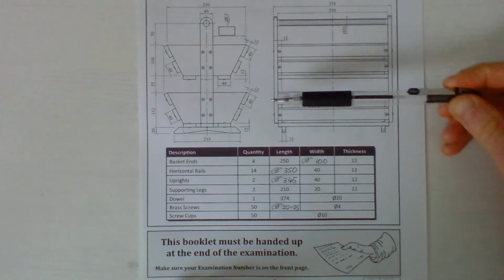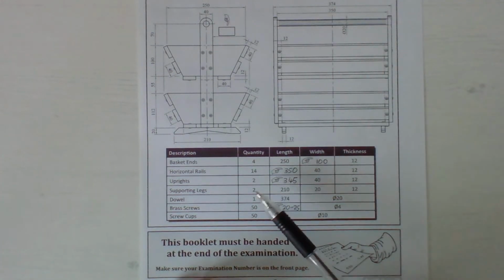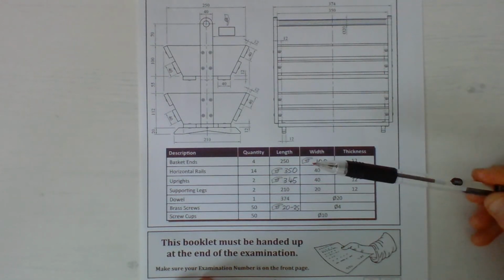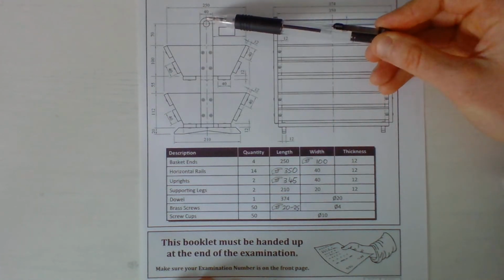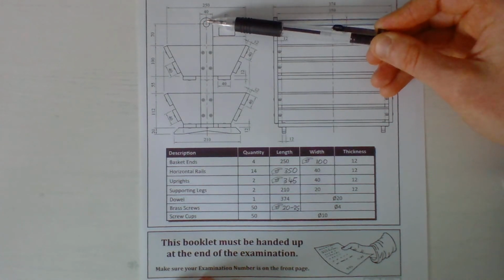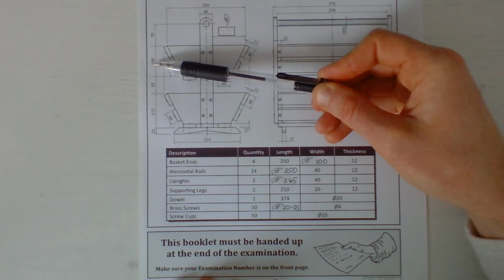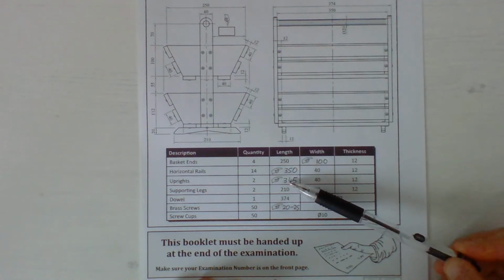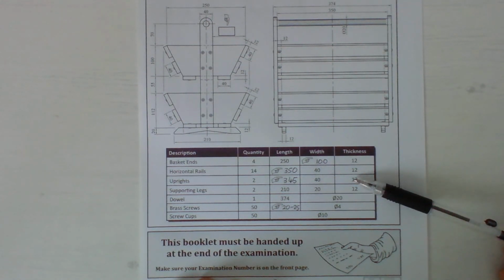The uprights, which is these guys here. What is the overall height of them? So we add all of this together, and we add another 20 there. So 20 plus 20 plus 112 plus 55 plus 100 plus 70 will give me 345. The width is 40 and the thickness is 12.